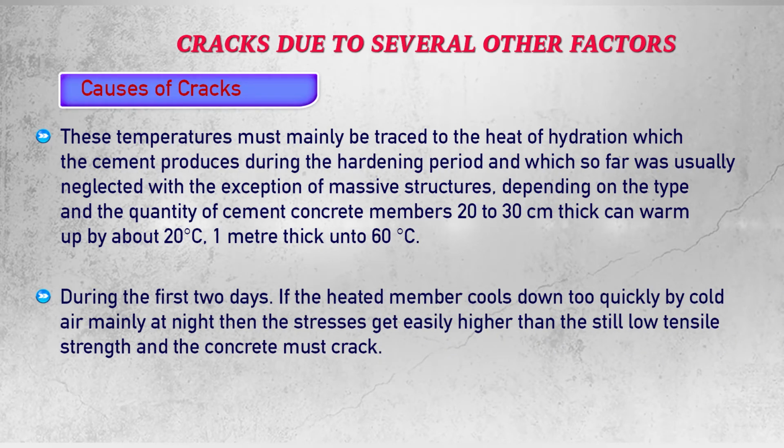So that is how much heat is evolved. You can see that a member which is 20 to 30 centimeters thick can get heated up to 20 degrees centigrade, whereas a 1 meter thick member can be heated up to 60 degrees centigrade. So a lot of heat. If the heated member cools down too quickly by cold air, mainly at night, then the stresses get easily higher than the still slow tensile strength and the concrete must crack.